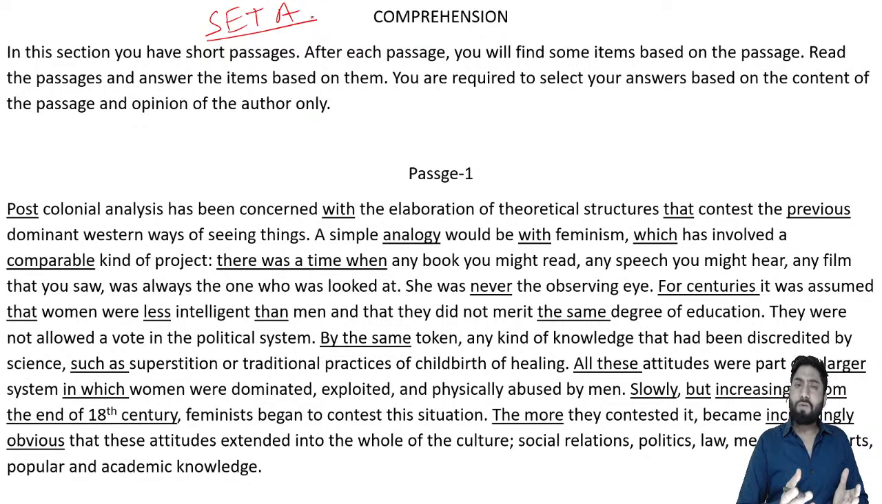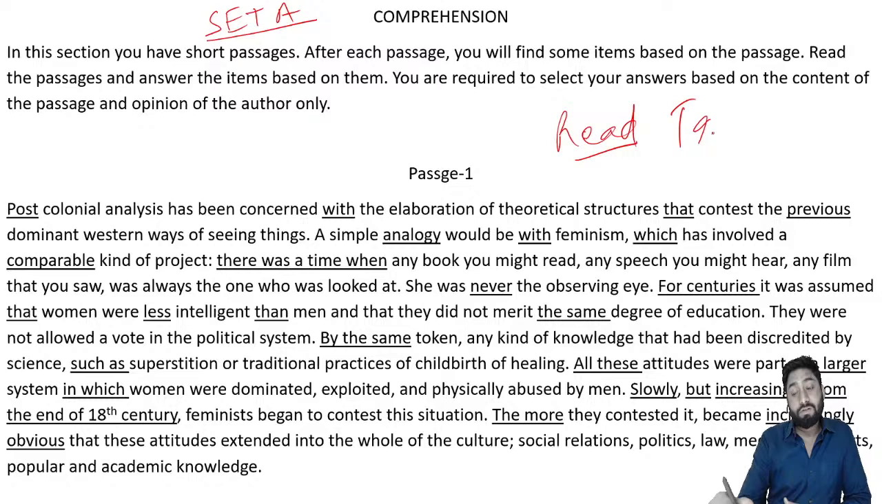The same thing again, comprehension के passages का जो हमारा ये instruction है, you know that in this section you have short passages. After each passage you will find some items based on the passage, and read the passages and answer the items based on them. You are required to select your answers based on the content of the passage and opinion of the author only, right? That's the instruction. Passage जैसा कि हम बात कर रहे होते हैं, you have to read it and keep in mind the transitional words.